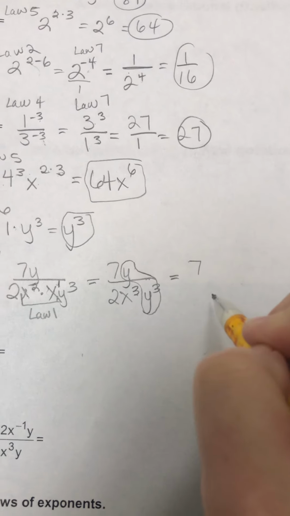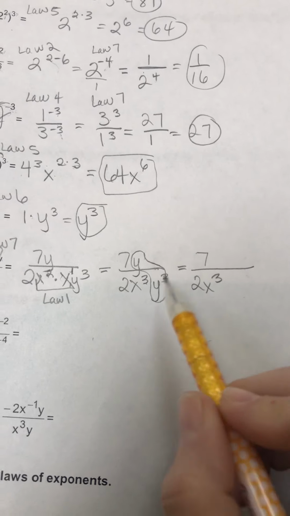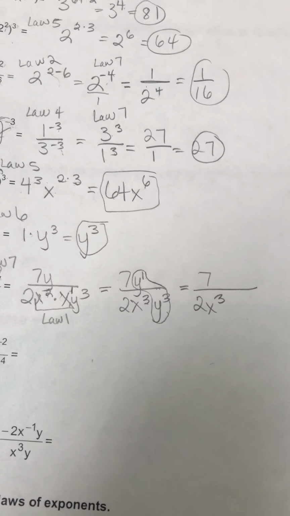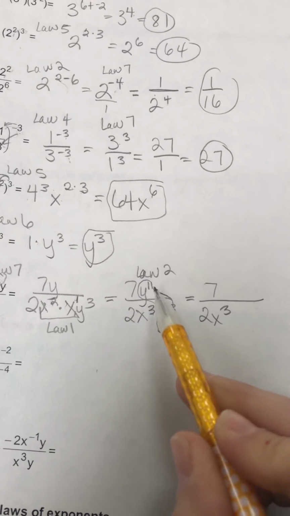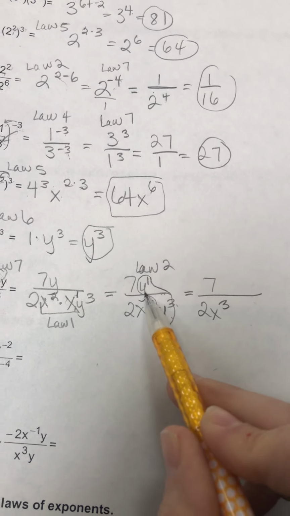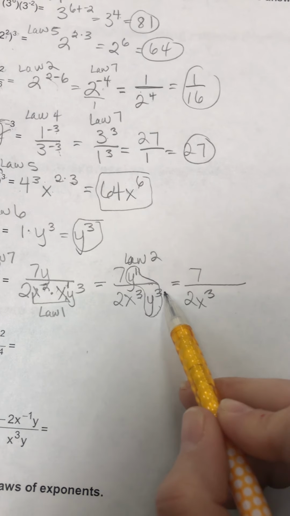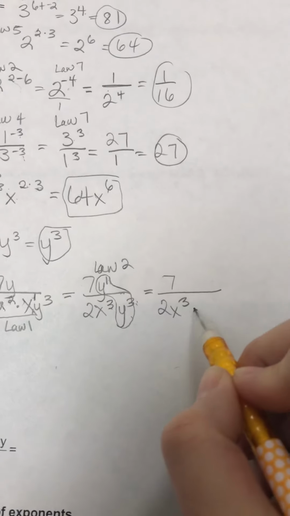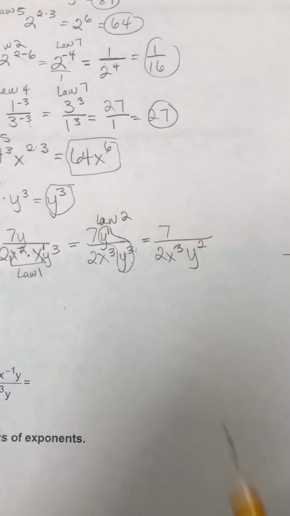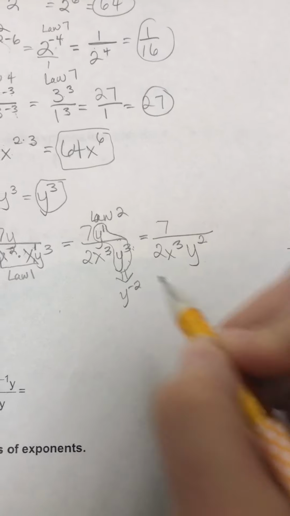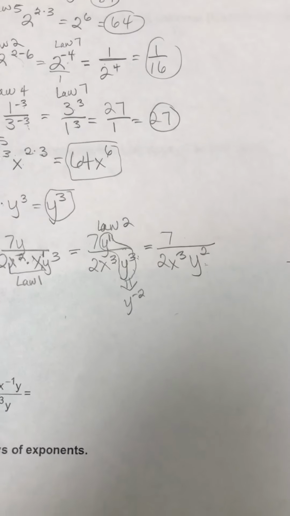So we're going to have 7 over, and then the 2x cubed. That's all staying the same. The only thing we're changing are these y's. And you have y, which is y to the 1, over y to the 3rd. So this is going to be law 2, and it tells you that you subtract your exponents. So it becomes y to the 1 minus 3. 1 minus 3 gives you negative 2. So since it's a negative, y to the negative 2, that means I'm going to put it on the bottom as y to the 2. Okay, because this right here is going to equal y to the negative 2, which tells me to write it on the bottom. Now if I would have gotten a positive y to the positive 2, I would have written it on the top.